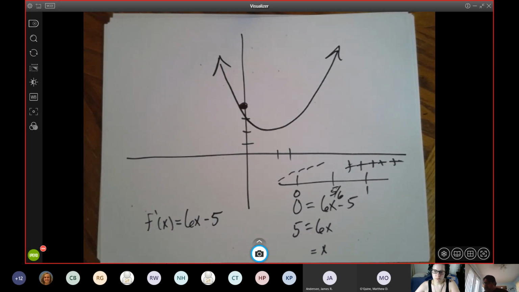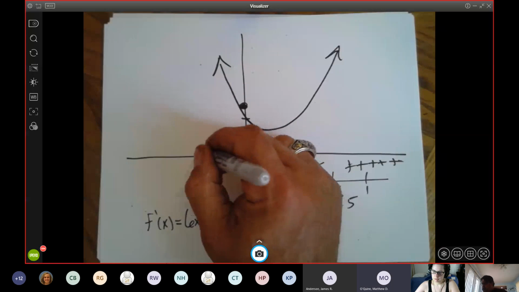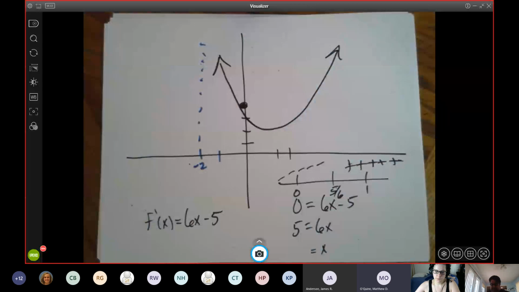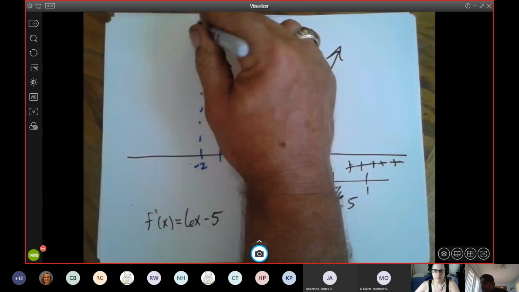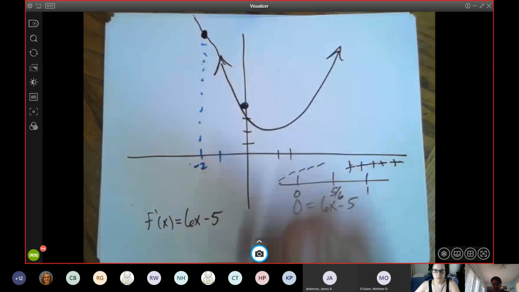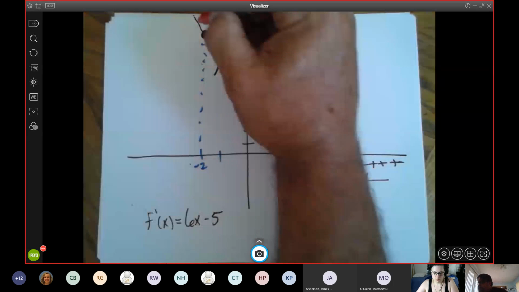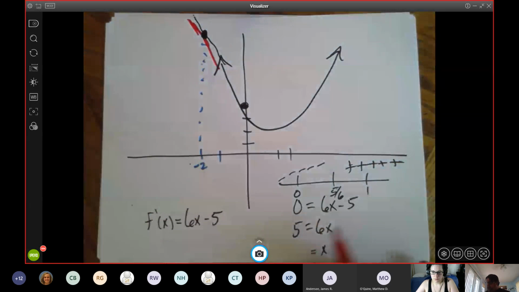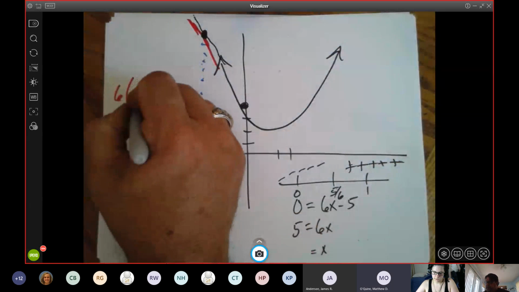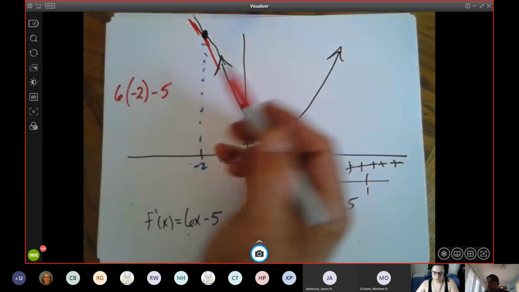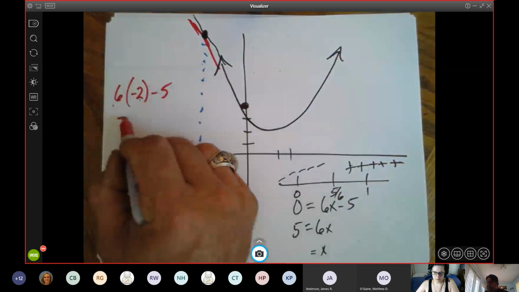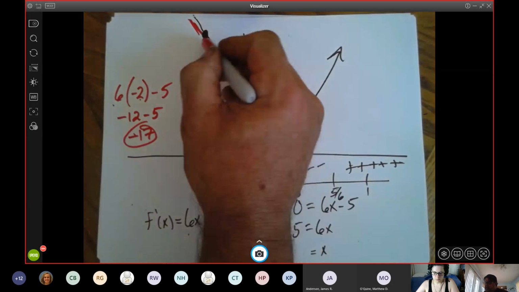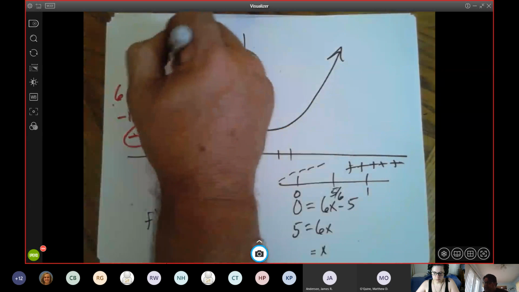If I take -2, and I take -2 up here to where it crosses the graph, there's x is equal to -2. What's the slope of this line at x is equal to -2? Well, what's the slope in 6 times -2 minus 5? What is -2 times 6? -17. So the slope of this line at x is equal to -2 is -17.